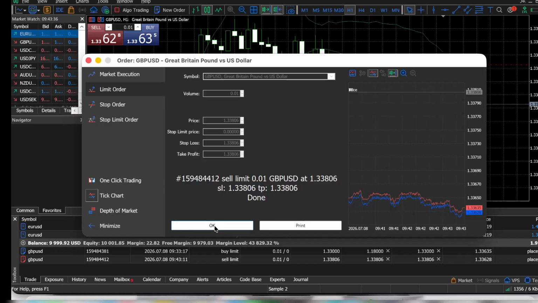And there you have it. By following these steps, you're on your way to making strategic pending orders that align with your trading goals. Stay committed to your analysis and strategy, and pending orders will become a useful tool in your trading arsenal.